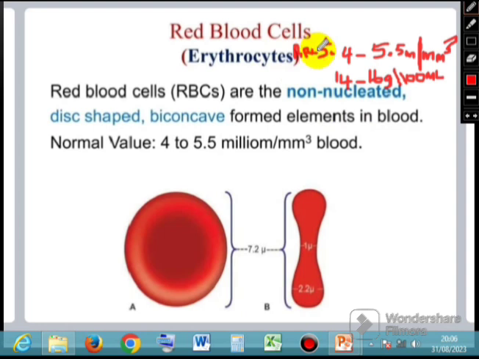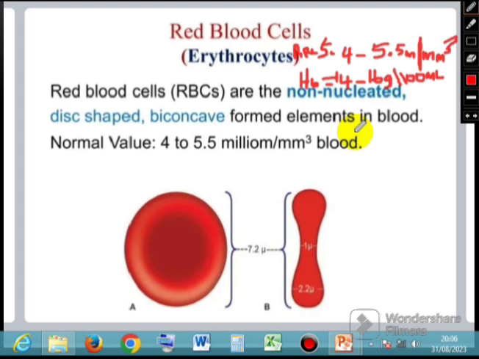Okay? So RBC count in a male is 5.4 to 5.5 million. And then hemoglobin concentration, Hb, the short form of hemoglobin, is equal to 14 to 16 grams per 100 ml of blood. Is that taken?